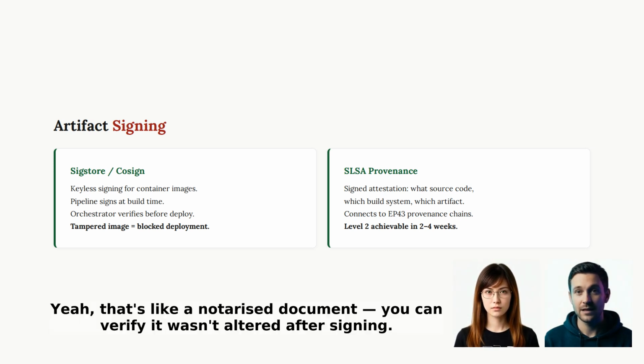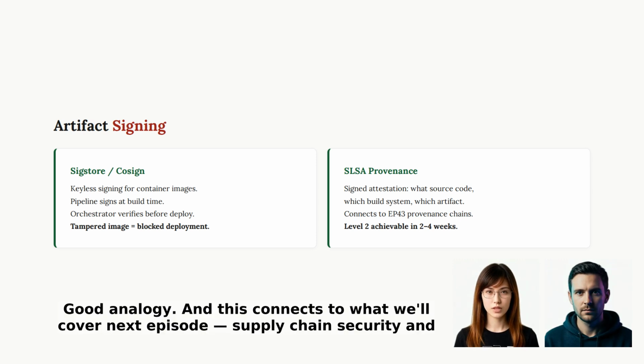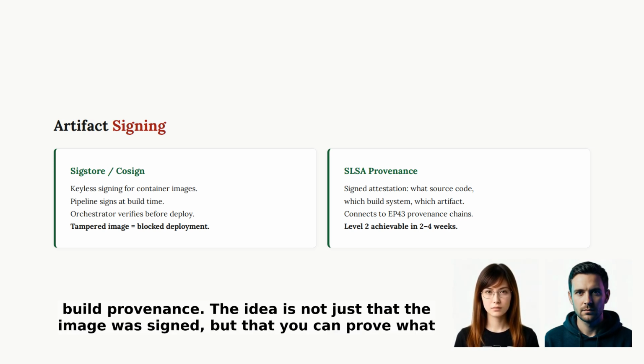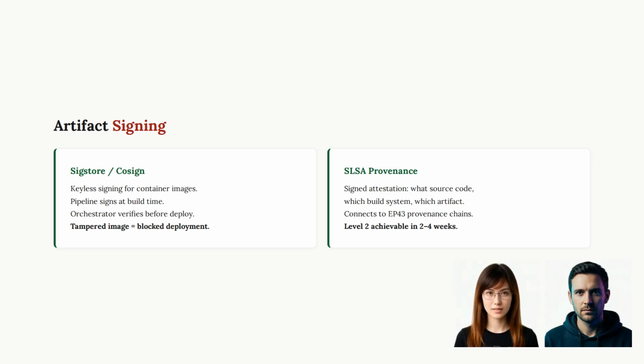Yeah, that's like a notarized document. You can verify it wasn't altered after signing. Good analogy. And this connects to what we'll cover next episode: supply chain security and build provenance. The idea is not just that the image was signed, but that you can prove what source code it was built from, which build system produced it, and that no one tampered with the process.